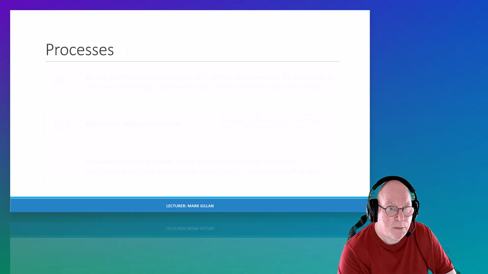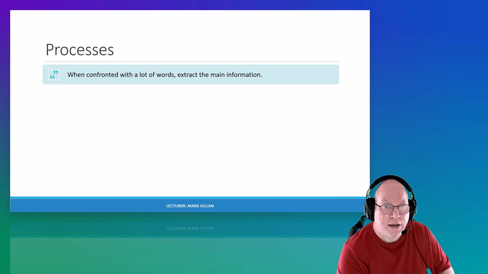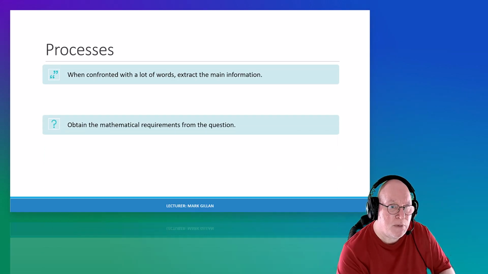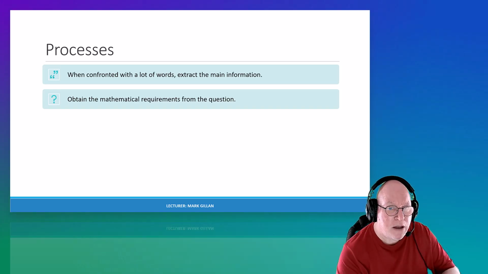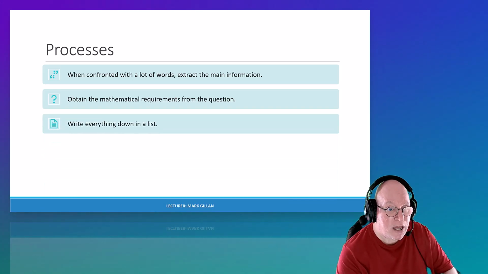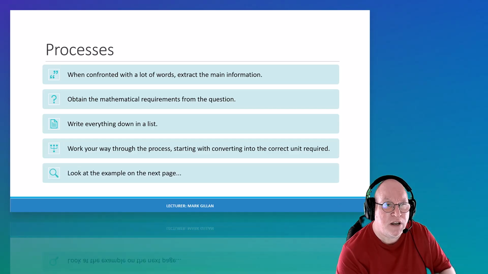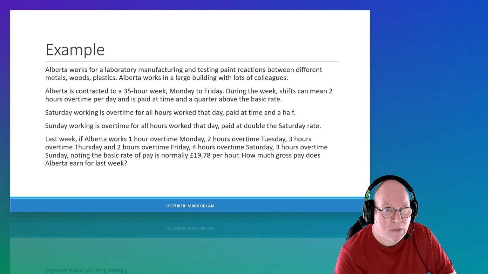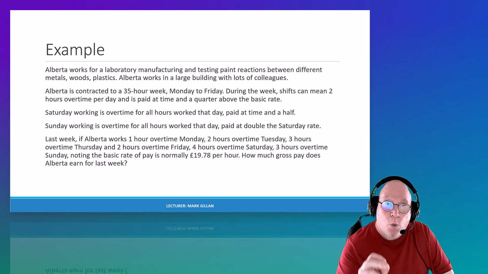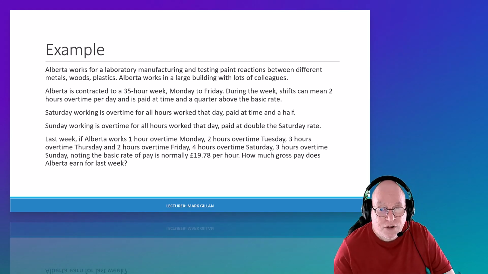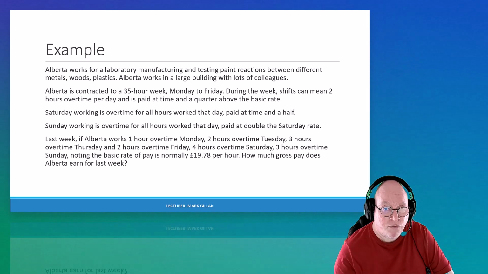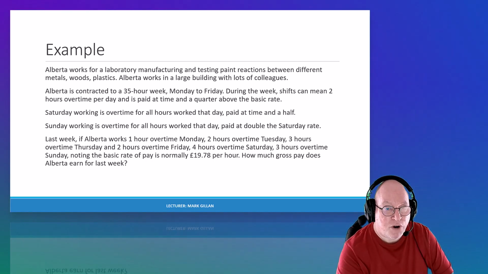So processes are important. When you're confronted with loads of words and information, extract the main information from it. Obtain the mathematical requirements for the question. Write everything down in a nice wee list, and work your way through the process. So the first thing is making sure everyone's in the right units. Now I'm going to give you an example of something here, and you're going to get walloped. There you go. Look at all this. Oh my goodness. What I want you to do is pause the video, have a read through it, and then come back to me. It's just an example, a quick video to run through what we would do here.